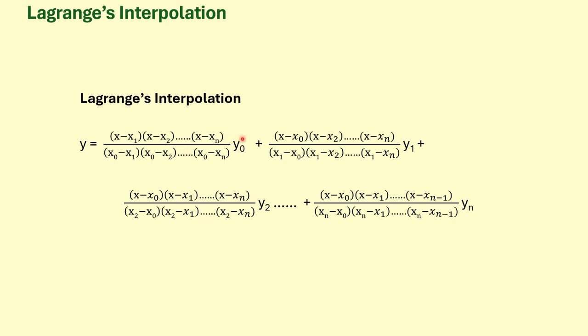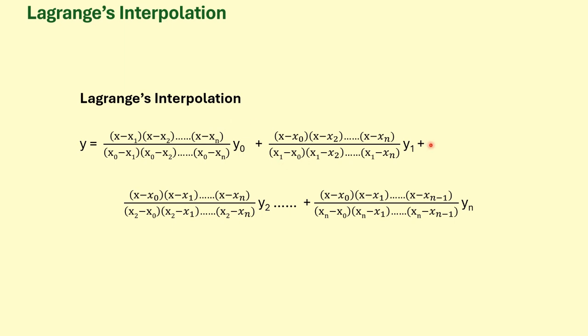Similarly, in this term, y1 is there. So in the numerator we'll have the same thing, that is x, the value which is to be interpolated, minus x naught, and then x minus x1 term is skipped, because y1 is there. Then we'll write x minus x2 and so on. So only the x minus x1 term is skipped here, and similarly in the previous term y naught is there, so the x minus x naught term is skipped. Other things will be the same.